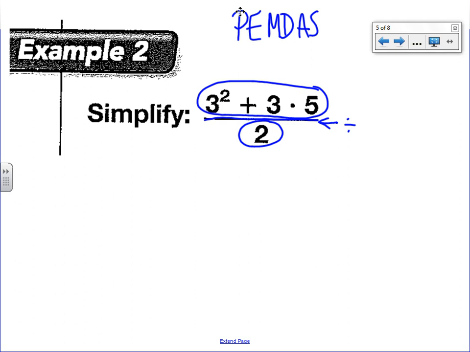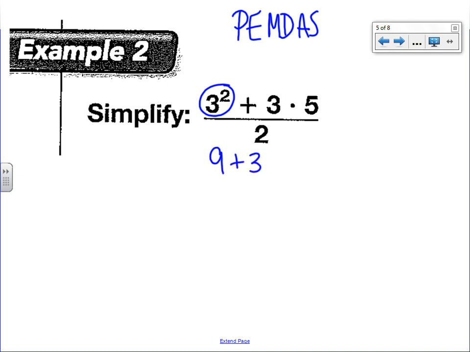That means that I don't have to do anything to that. On the top, however, I do. So I'm going to erase this stuff. On the top, I don't have any parentheses. Do I have any exponents? Why, yes, I do. My exponent of 2 belongs to this 3. I'm going to do it first. So 3 to the second power is 3 times 3, and that gives us 9. I'm still going to bring everything straight down.